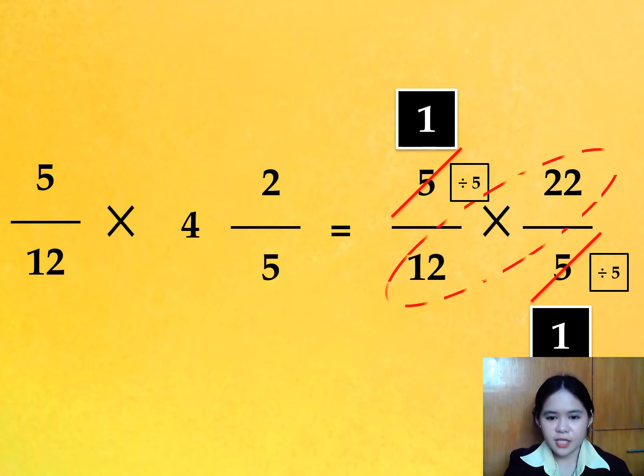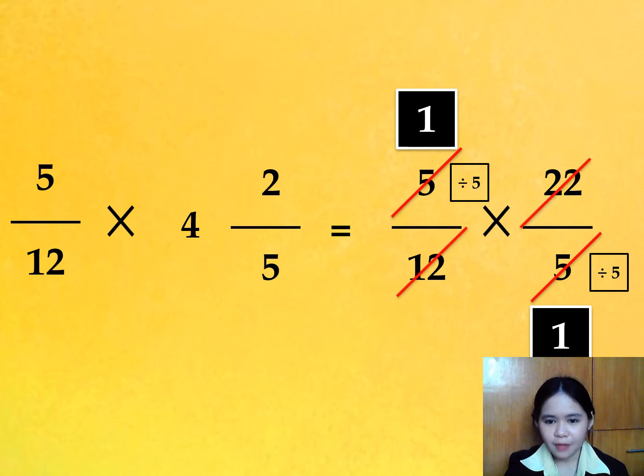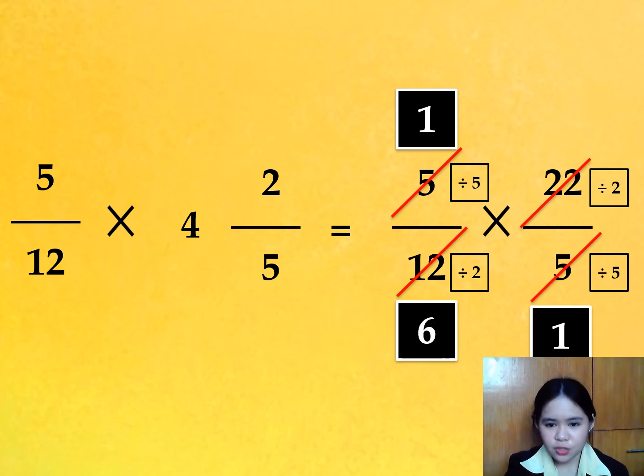Let's see the denominator of the multiplicand, which is 12, and the numerator of the multiplier, which is 22. 12 and 22 have a common factor, so we need to cancel 12 and 22. The common factor of 12 and 22 is 2. Therefore, we divide 12 and 22 by 2. 12 divided by 2 is equal to 6, and 22 divided by 2 is equal to 11.